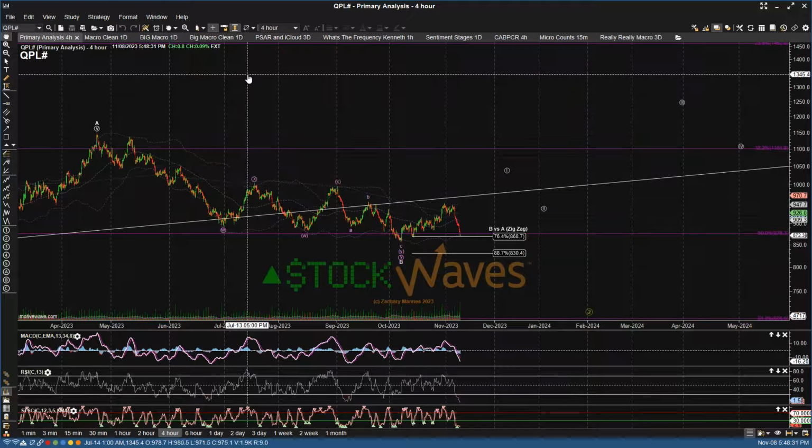C waves can be either impulsive or diagonals. Sometimes in other contexts you'll have an idea of what kind of C wave you should expect, but as a general rule, there's no general rule. They can be either or.